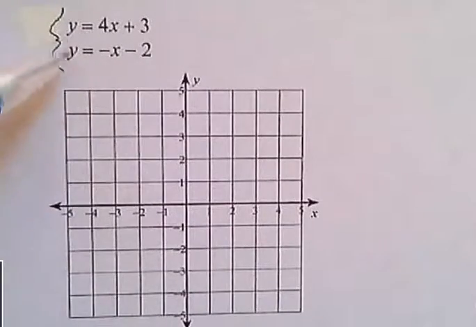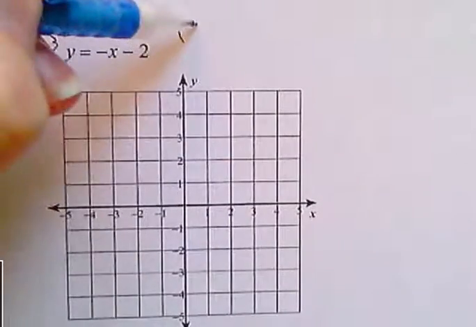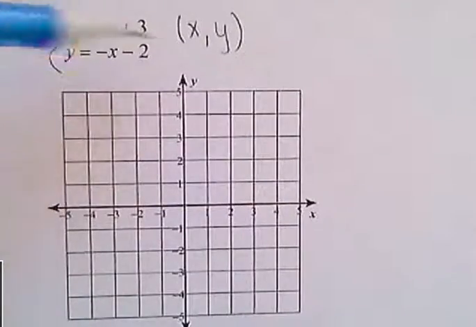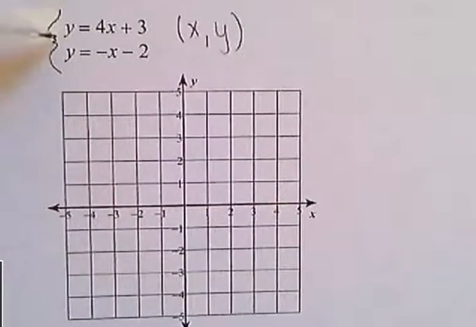So we have two equations and their solution is 1 point, and a point is really just an x and a y coordinate. And the point that's the solution is the point at which these two lines intersect. So all we have to do is graph these two lines.